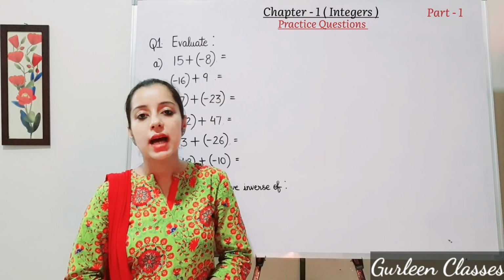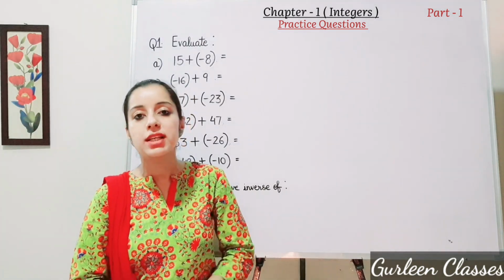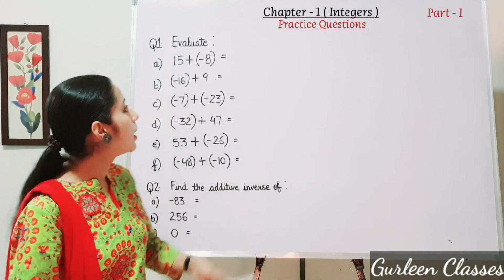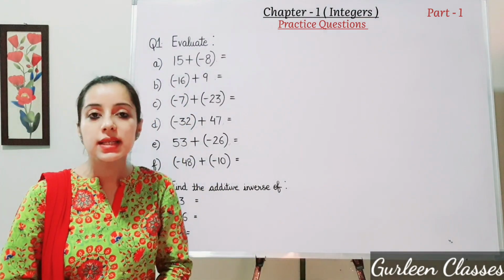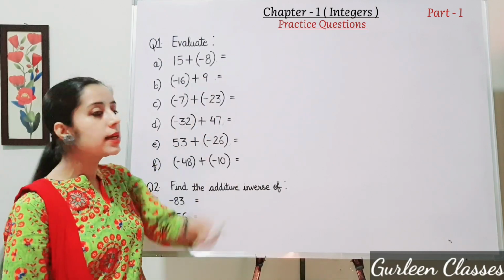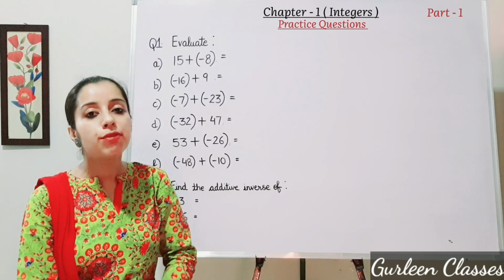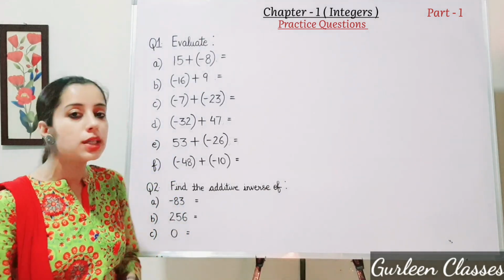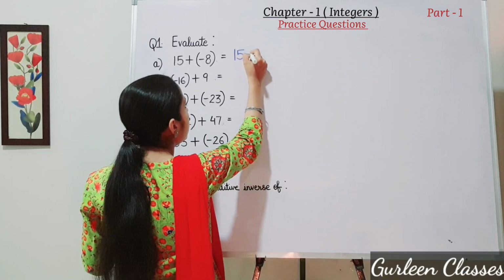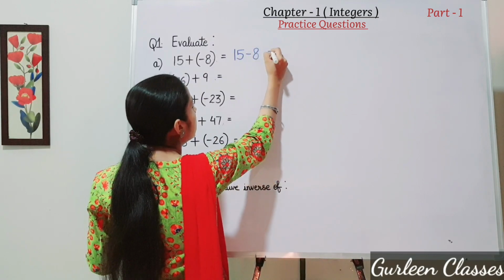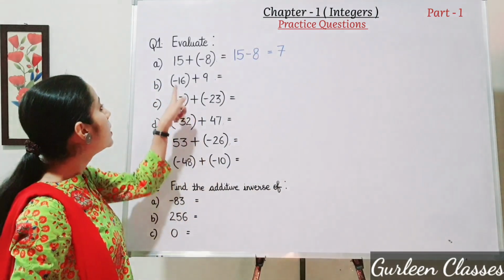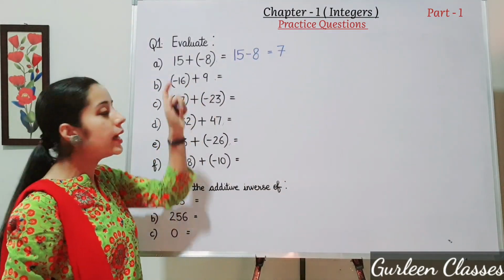So now let us start with practice questions from the topics which we discussed. Question number 1, evaluate. A) 15 plus minus 8 is equal to, as I told you, plus minus minus. So 15 minus 8 is how much? Right here, 15 minus 8. That will be 7.